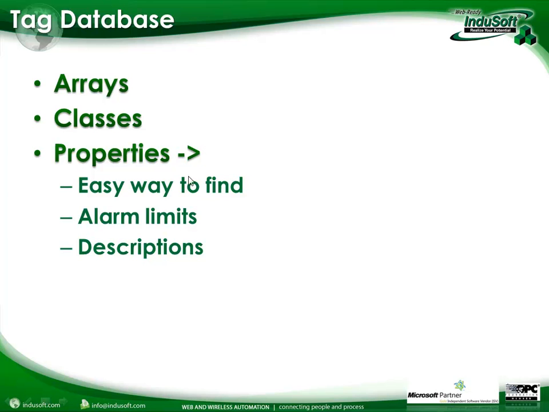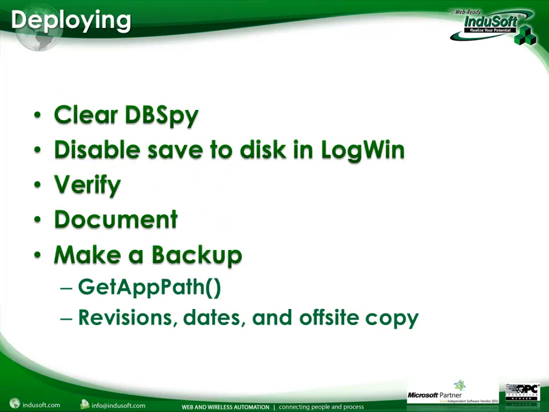I mentioned properties before. There's an easy way to find the alarm limits by using the VB script interface. It's always a great idea to use descriptions in your properties as well, to help things be a little bit more clear as you go along.